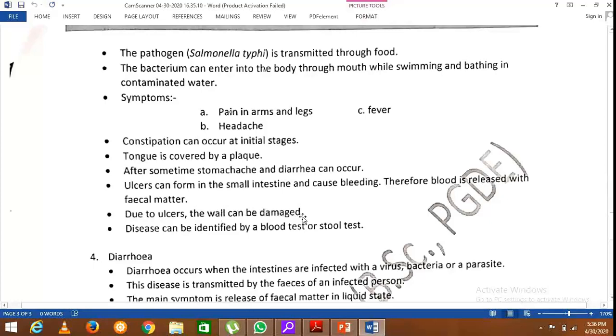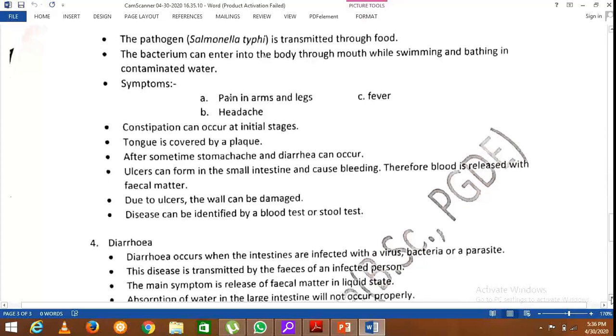The intestinal wall can be damaged, and this can be identified by a blood test or a stool test, because along with stools, blood is released in this condition.